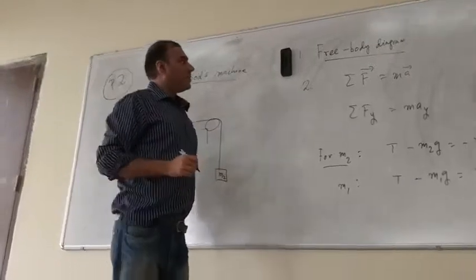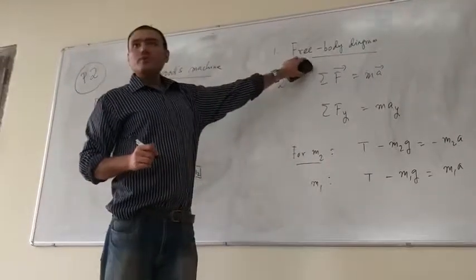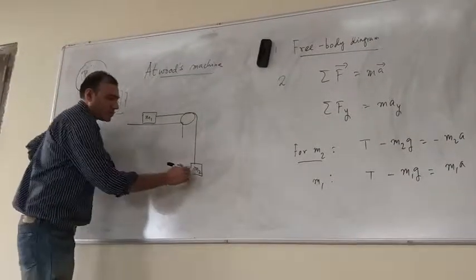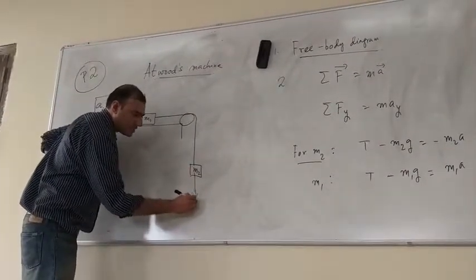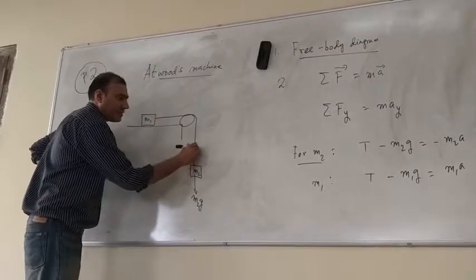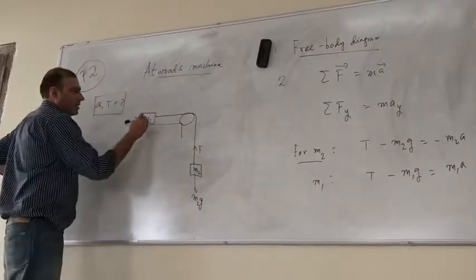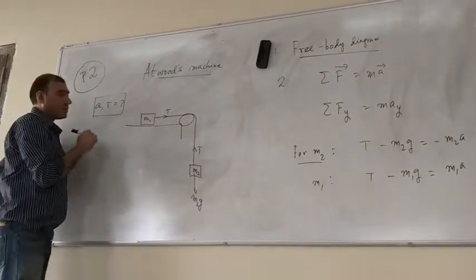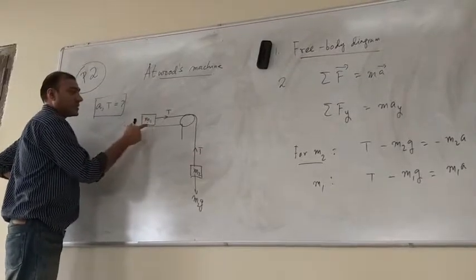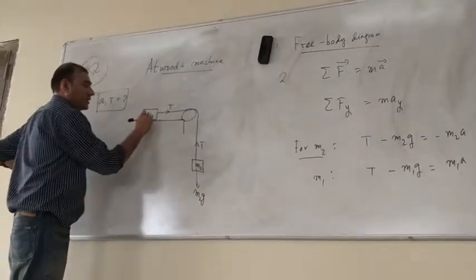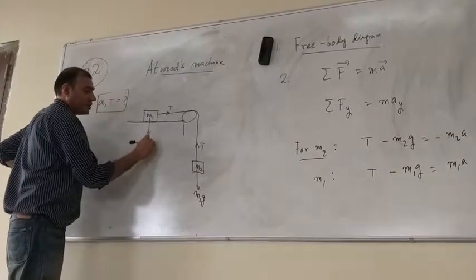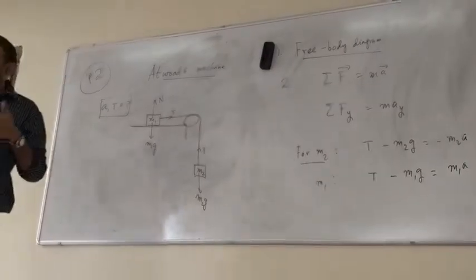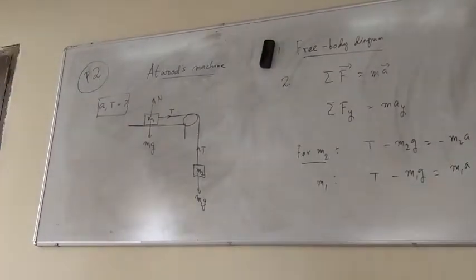As before, what we do is we draw the free body diagram for each. So for M2 it would be M2G as before, and the tension in the string, the same tension via which M1 is being pulled. Furthermore, because M1 is resting on the tabletop surface, apart from this M1G, which is always there, you have a normal reaction due to the table onto the block M1.